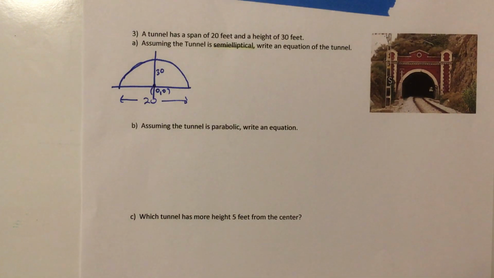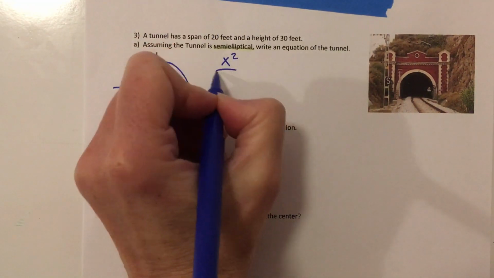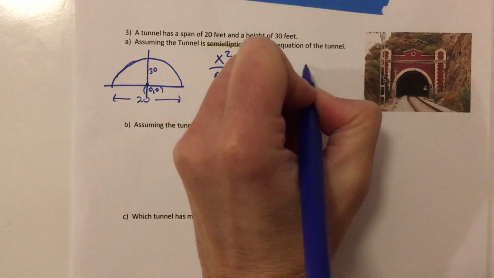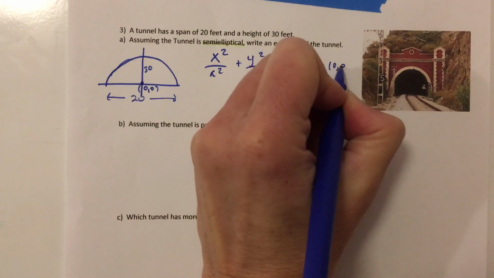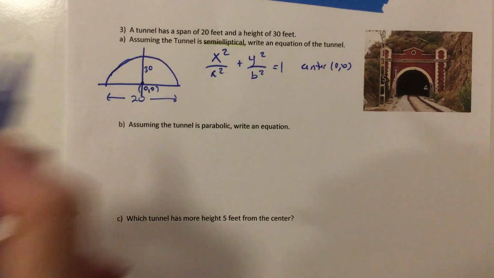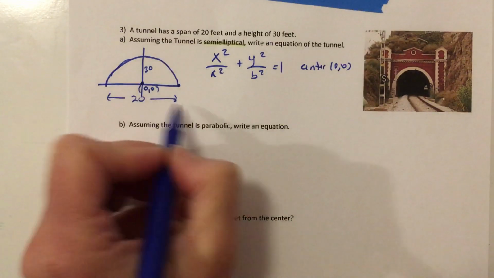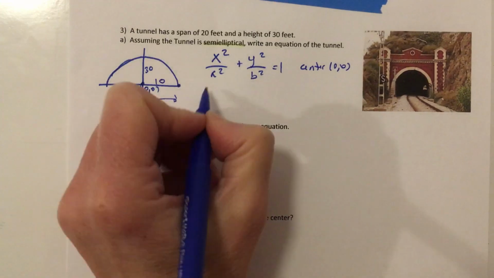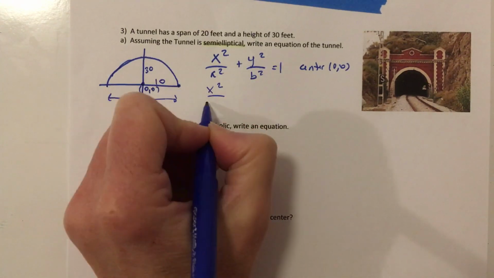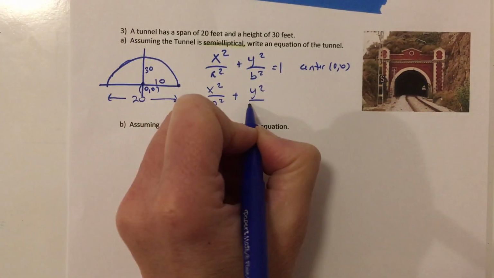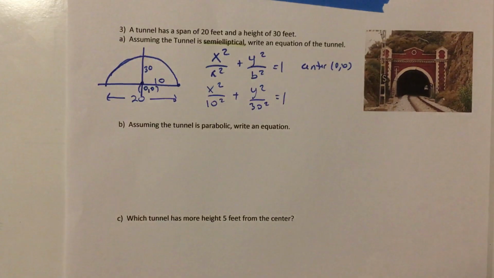Okay, so this problem is pretty fast. You know the center is 0, 0, so this is your equation. Because the center is 0, 0, the h and k part kind of disappears. A is the distance from the center to the edge in the x direction. So if this is 20, that means this is 10. So in this direction, it's 10 squared. Underneath the y, how tall is it? Well, we know it's 30. So that's the equation.